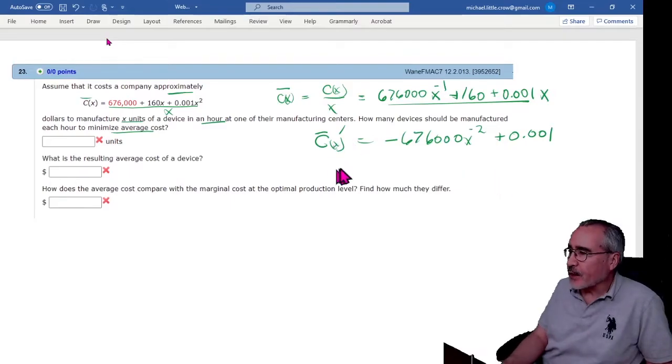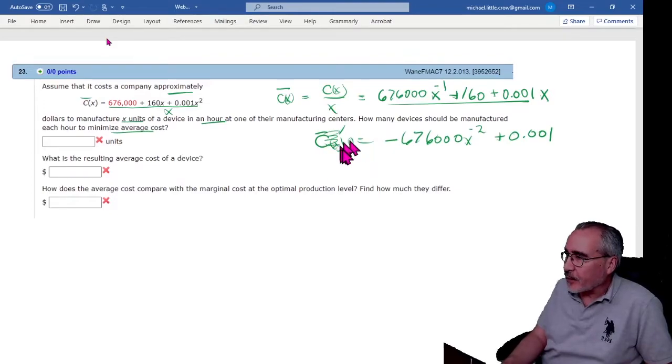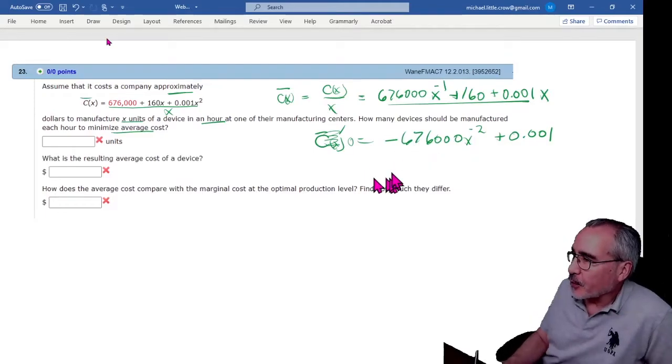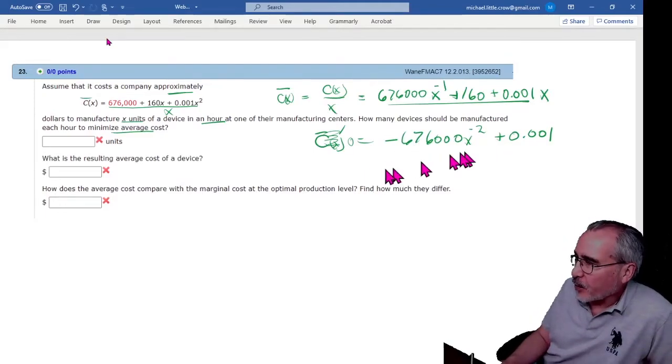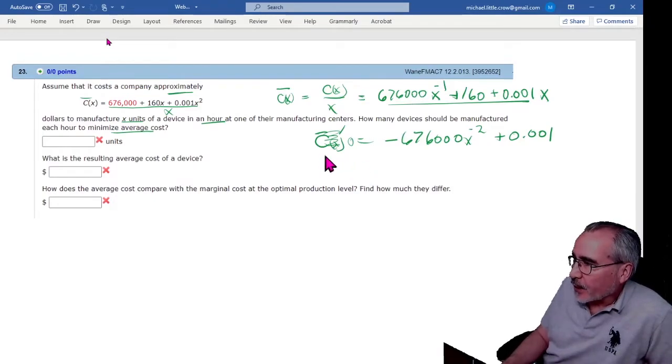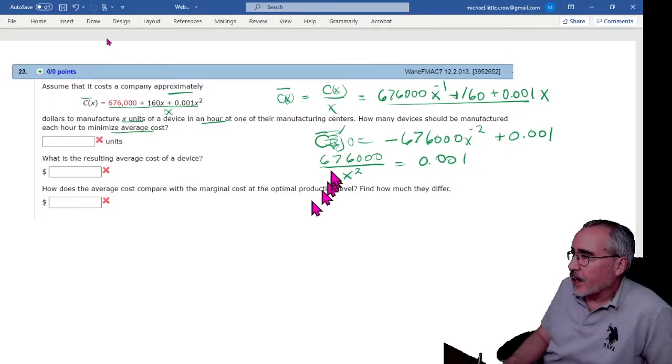We set this equal to 0. So I'll just squeeze it in there. I'll take this out. So now we've got it set equal to 0. Add this first term to both sides. And as I do it, I'm going to move the x squared down. So we get 676,000 all over x squared equals 0.001. Multiply both sides by x squared.